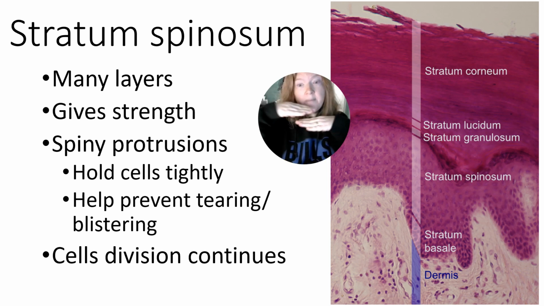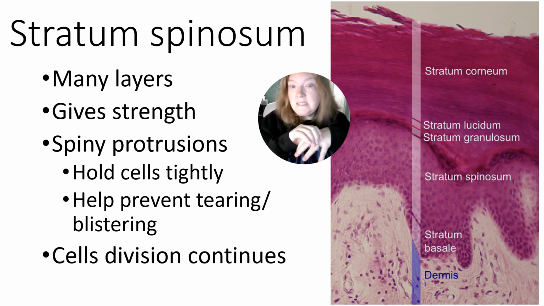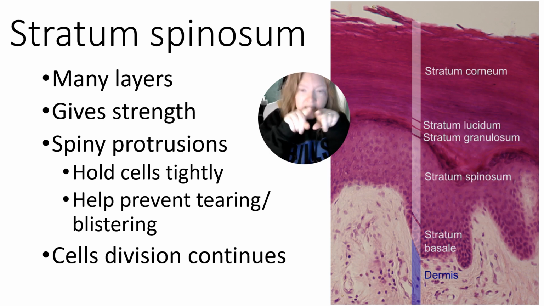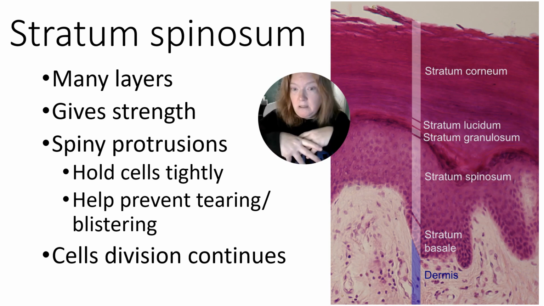So sitting on top of the stratum basale, we have the stratum spinosum. And this is many layers, not just one. It gives some strength to our skin. So it has these little spiny protrusions that hold the cells tightly together. So that's where spinosum comes from, these spines, okay? And this helps to prevent tearing and blistering. So the layers kind of work as a group, okay? Cell division continues to happen here.